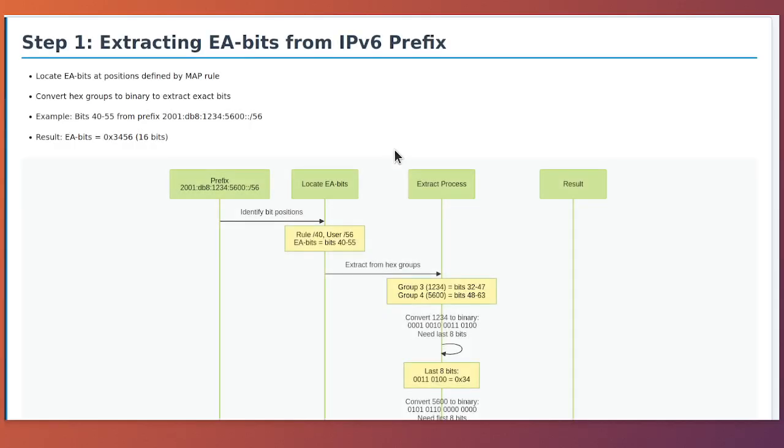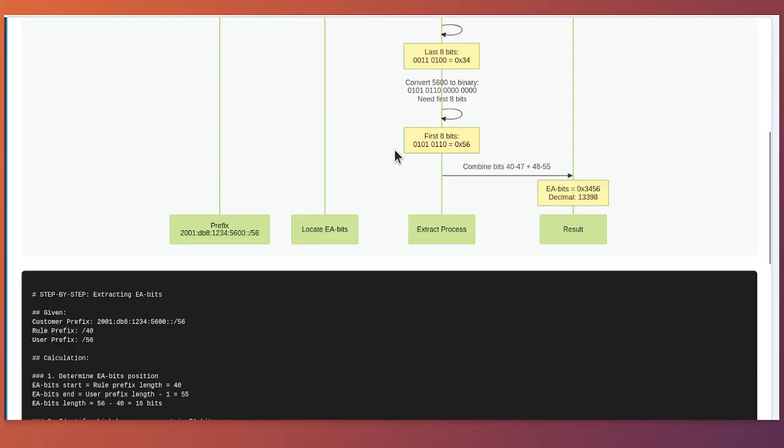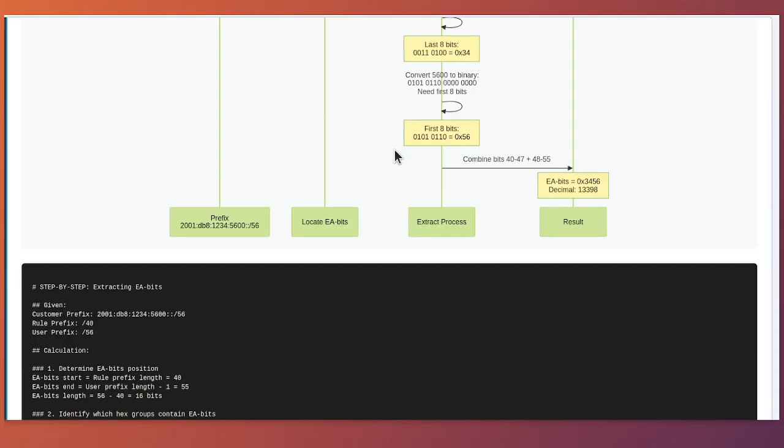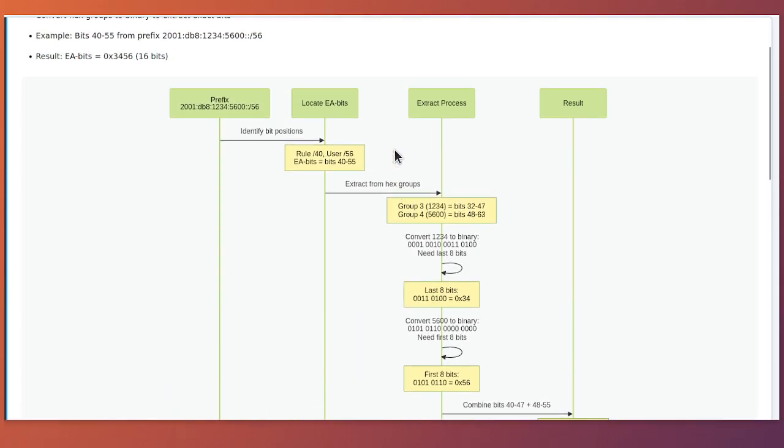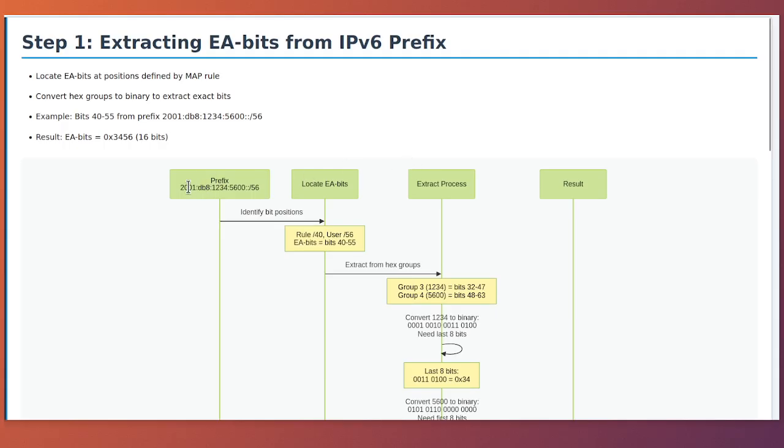Extracting EA bits. Step-by-step process. Let's walk through the complete process of extracting EA bits from a customer's IPv6 prefix using concrete numbers, so every step is crystal clear. Our customer has been assigned the IPv6 prefix 2001:DB8:1234:5600::/56. The ISP's MAP rule specifies that the rule IPv6 prefix is 2001:DB8:1234::/40. The EA bits length is 16 bits, and the user prefix length is /56.